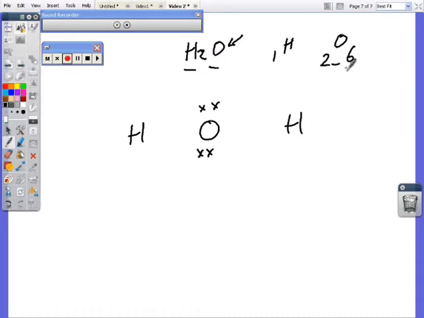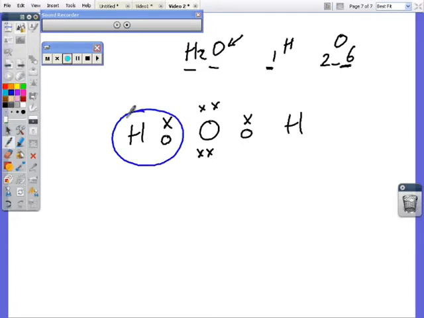That means it has to take 2 of those 6 electrons, and one of them's got a bond there, one of them's got a bond there. The hydrogen's 1, so it has to put its electron into the bond with the oxygen. Now let's draw in our little Venn diagram again.